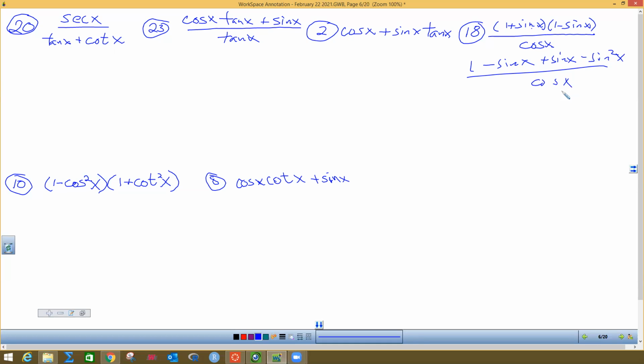Remember how to do FOIL? Yes? Do we have any like terms on the numerator that we can put together? Negative sine x plus sine x. What's a negative sine and a positive sine do to each other? They cancel out. They go away. There's 0. This and this are 0. So I've got 1 minus sine squared x all over cosine x.